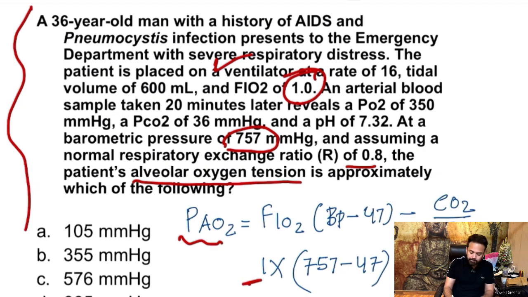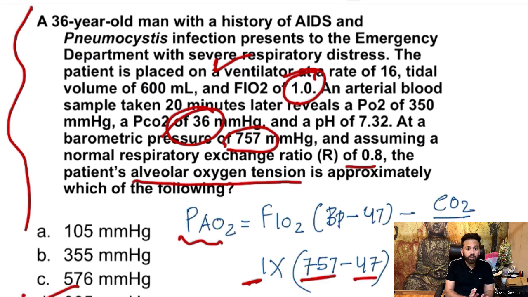Now, it is 1. Barometric given here is how much? 757 minus, you know, whatever water vapor pressure is, 47, minus CO2 given how much? Let me see, 36, RQ given 0.8. So 710 minus 45, it comes 665 mm of Hg. Again, same formula. So please remember these 7 to 8 formulas. They will solve all respiratory MCQs which are related to the numericals.